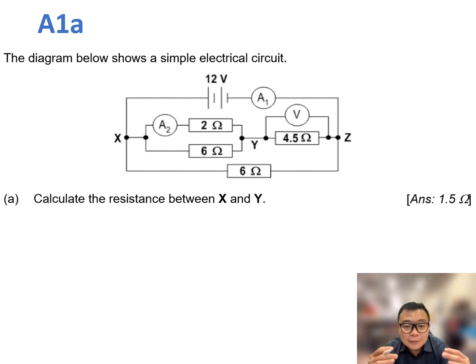In this question, we have a parallel circuit. The first path of the parallel circuit is through the bottom path where current passes through the 6 ohm resistor and then goes back to the battery.